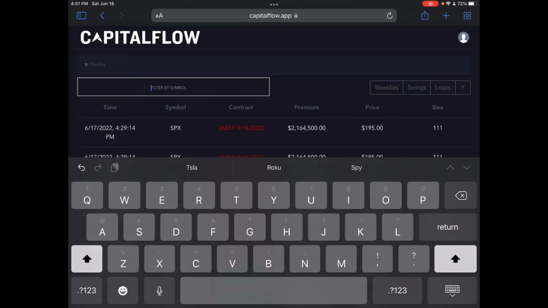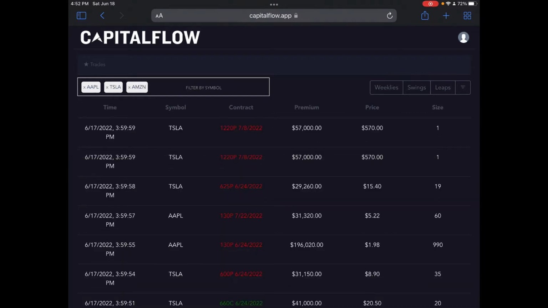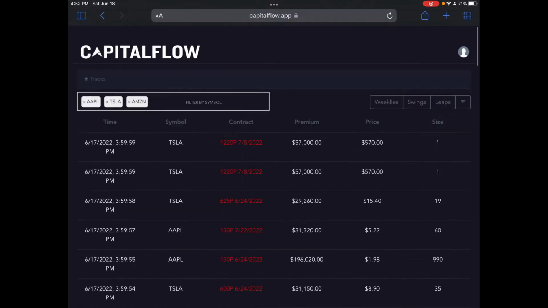So say you want to pick three stocks to watch. You can look at Apple, we'll look at Tesla, and we'll look at Amazon. Boom. So you filter through those three, and then it's just going to show you orders from Apple, Amazon, and Tesla. So over here on the column on the left, this is the time and date that the order came through. In the next column on the right, you can see the symbol. So we've got some Tesla, some Apple, we've got Amazon in there too.